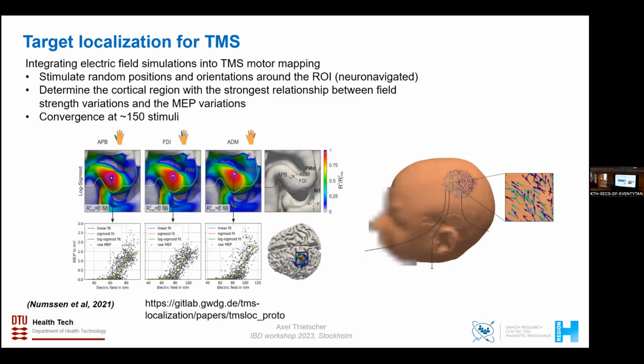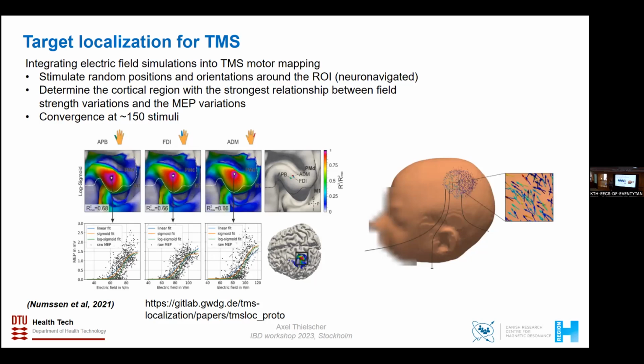But when you have electric field simulation in place, you can reformulate the problem a bit differently. And the idea here is really that we try to search. Well, first of all, for each position which we record, we have the muscle twitch, but we can also estimate the electric field.